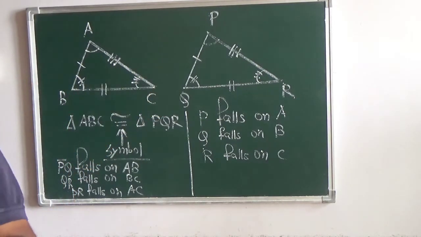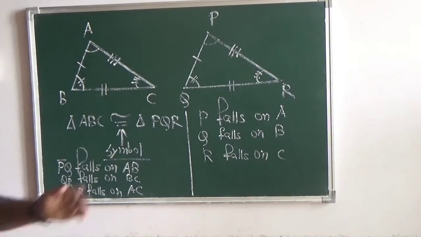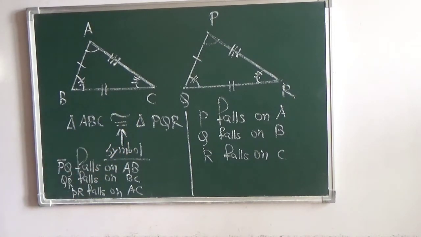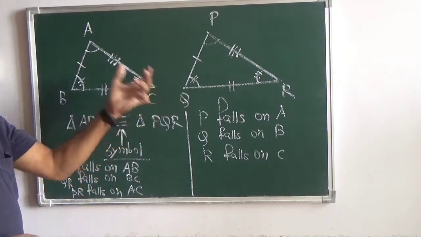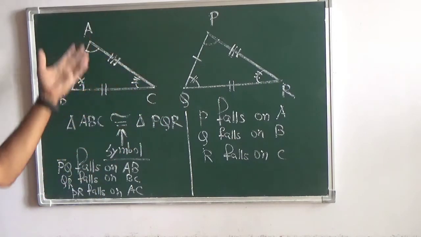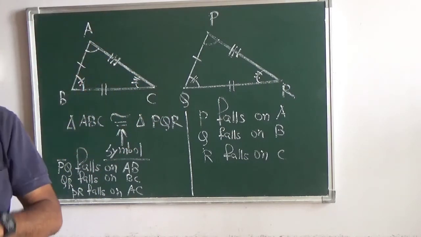So in the case of congruency of triangles, the two triangles are said to be congruent if they overlap exactly in terms of their vertices, in terms of the sides, in terms of their angles.